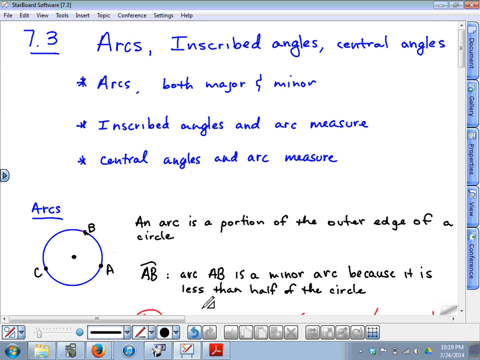We first need to talk about what an arc is. There are two kinds of arcs. There's a major and a minor arc. Then we have to talk about what an inscribed angle is and how that relates to an arc measure. And then we have to talk about a central angle and how that relates to arc measure. The first objective, arc, both major and minor, is not going to take very long. It's these other two, inscribed angles and central angles, that may take a little while.